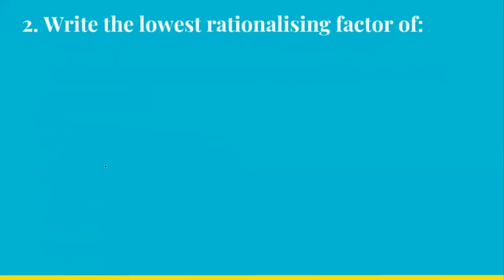We start with the second question. Write the lowest rationalizing factor of the given irrational number. So 5 root 2. How can we rationalize this number? To rationalize this number, we have to multiply this by root 2.